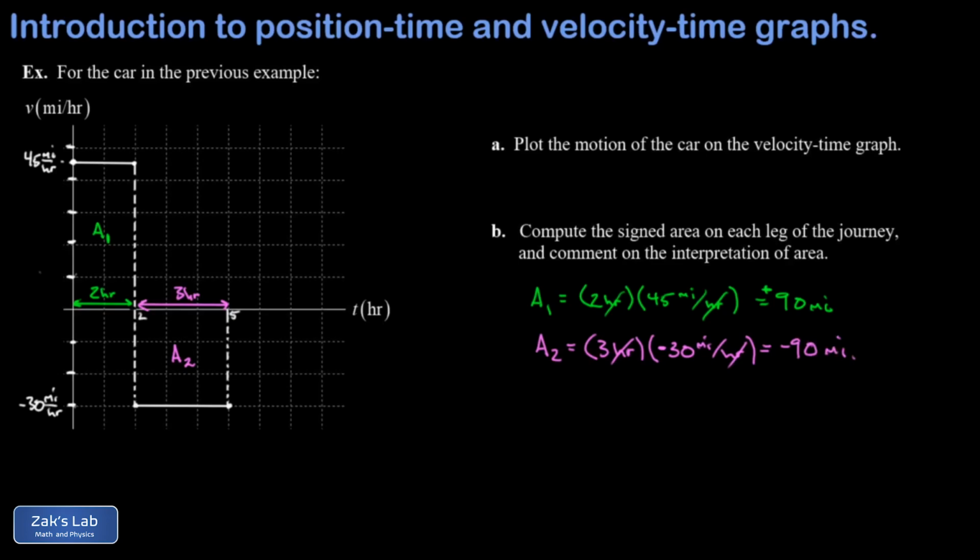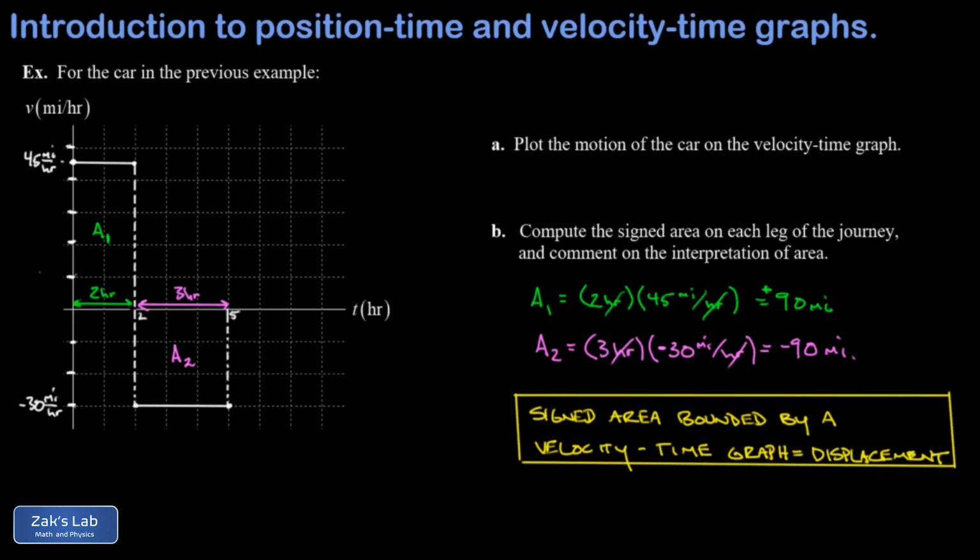And again, I'm looking at the displacement of the car on that time interval. It went 90 miles to the south. And this gives us our second big conclusion of this video. And this is a big deal, so it also gets a box. The signed area bounded by a velocity time graph gives you the displacement for an object.